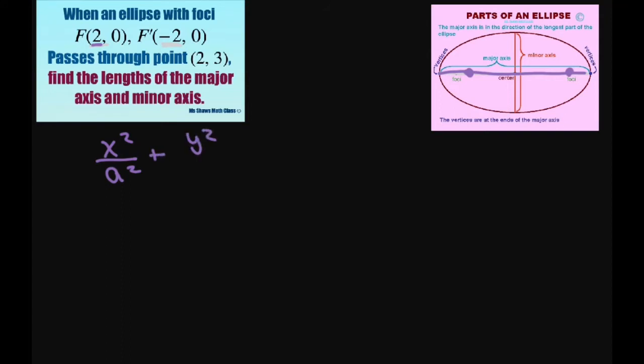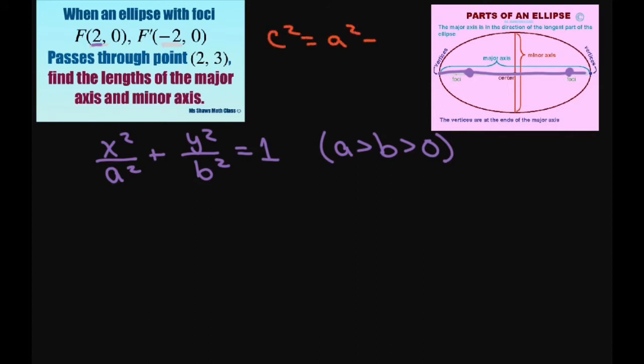plus y squared divided by b squared equals 1. And since a is the major, a is going to be bigger than b, and b has to be positive. All right. Now, we know our c. We have c squared equals a squared minus b squared. So therefore, our c is going to be plus or minus 2, because that's your c right here.